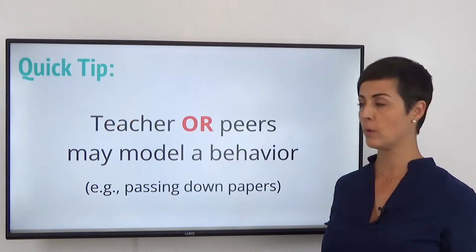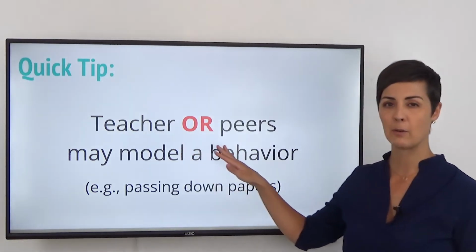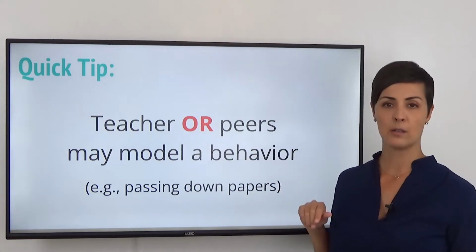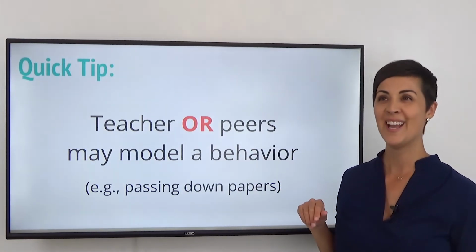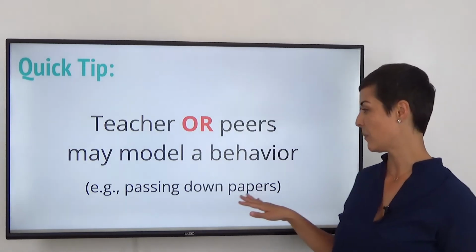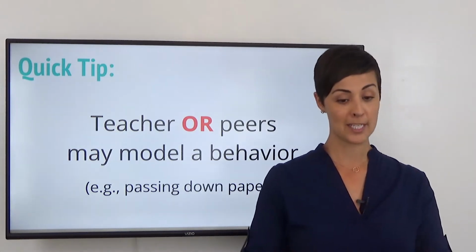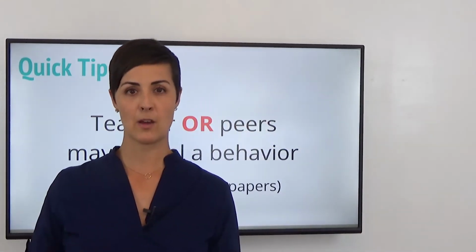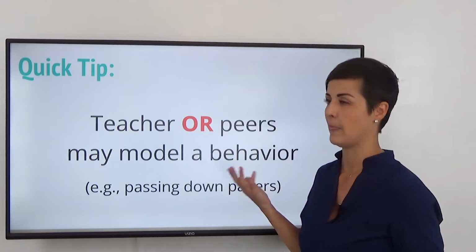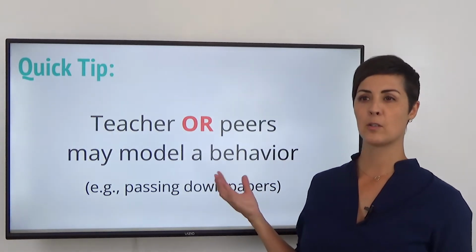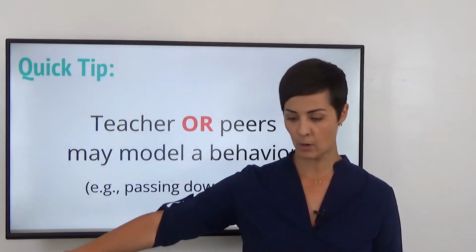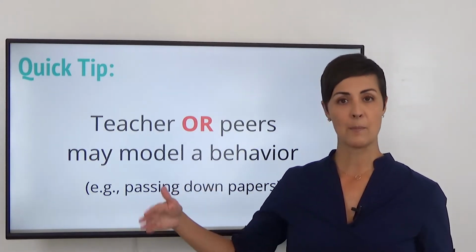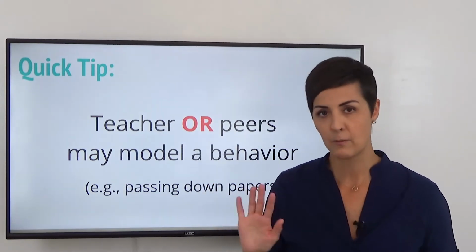I'm going to model for you what it looks like. Quick tip that I realized I probably should have included in last session is that teacher or peers may model a behavior. Sometimes it would be really difficult in a task like passing down papers for the teacher to show how I take the top one and pass the papers down, and I'm doing it quietly the whole time. That might be unrealistic for a teacher to model. So you could choose, for instance, the first row of a group of kids and say, we're going to watch row 1 and see how quietly and quickly they pass down papers. So I felt like I needed to say that.